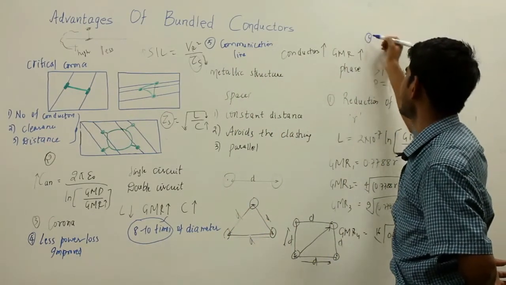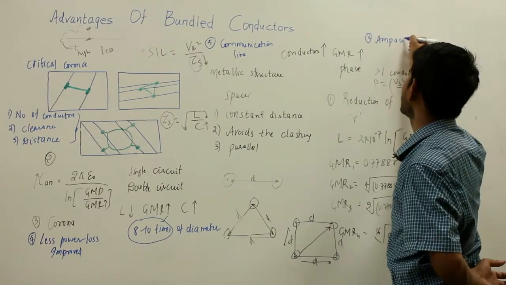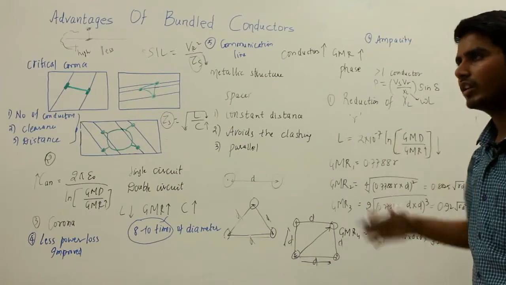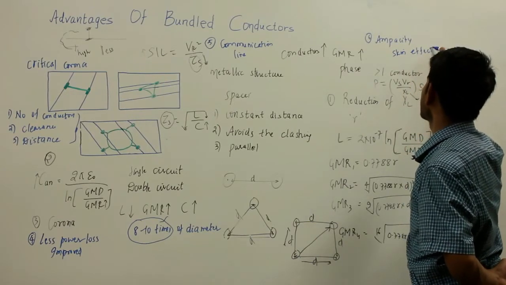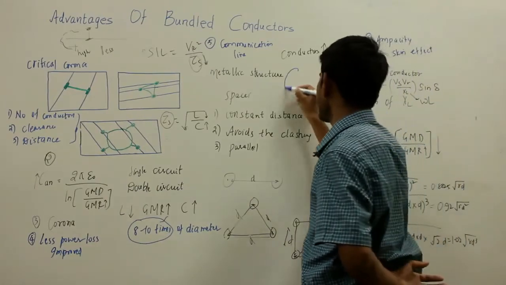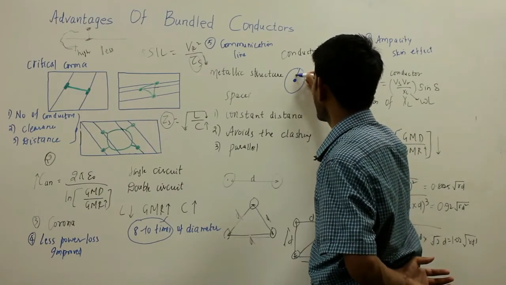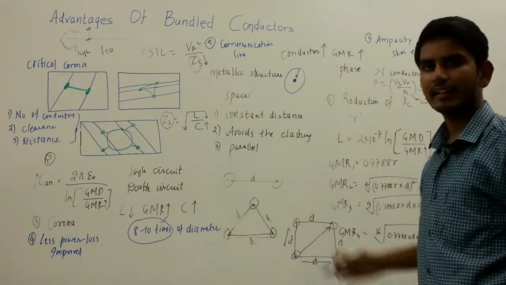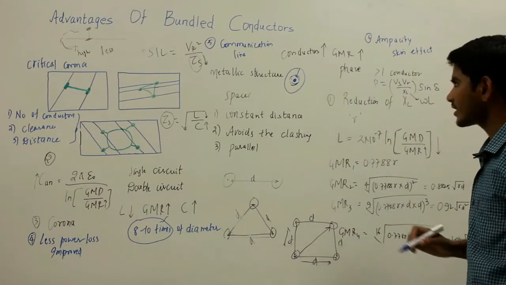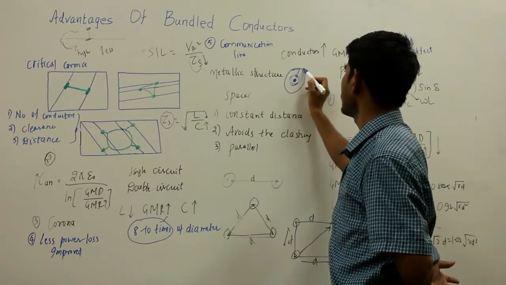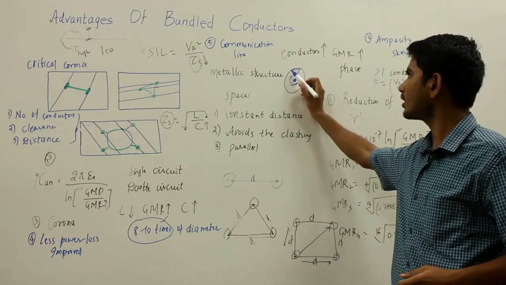And the sixth advantage you can find is, the ampacity, or the current carrying capacity, of the bundled conductor increases compared to a single conductor owing to the reduced skin effect. If this is my conductor and this is the inner core, then as you move from the outer part to the inner part, the inductance in a single conductor increases, and as the inductance at this part is more, the effective resistance of the conductor increases. So the current chooses the surface area to flow. Hence the core area is deprived of current. That means no current is flowing in the core, but all the current is flowing over the surface area.